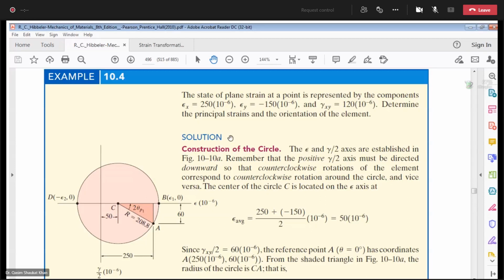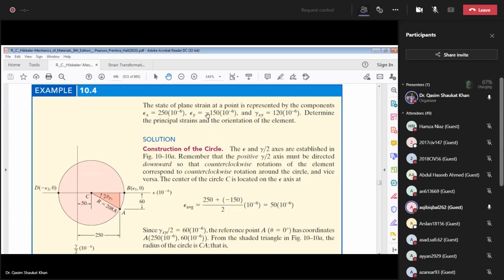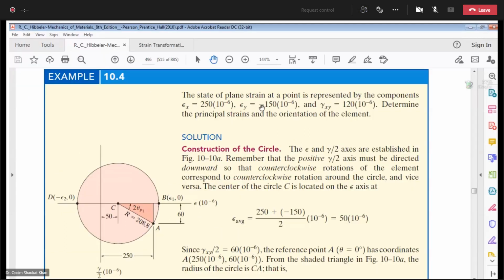Average normal strain, with 250 microstrains and minus 150 microstrains, is 50 microstrains. So the coordinates of the point C are 50 microstrains and 0. Okay, done.